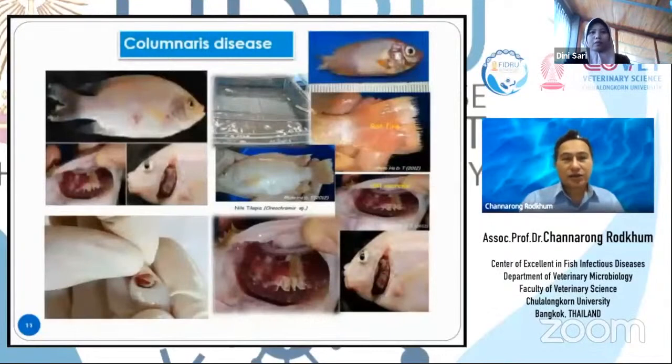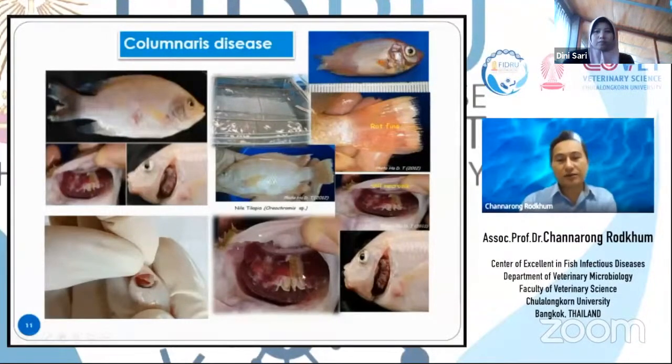Columnaris is a disease that causes high mortality in fish, especially small fish in the hatchery or in the growing period. The clinical signs you can see are necrosis around the fins or some areas of the skin, and the obvious clinical sign that you can see in many tilapia is gill necrosis lesions.